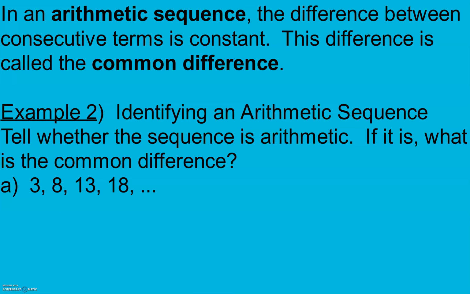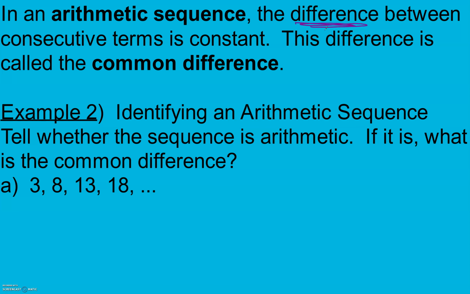In an arithmetic sequence, the difference between consecutive terms is constant. So the change between them is constant. This difference is called our common difference. So we add the same number. Sometimes it's a negative number. Sometimes we're subtracting. We write that as adding a negative. But it's always going to be the same. The difference between them is constant, and that difference is called our common difference.